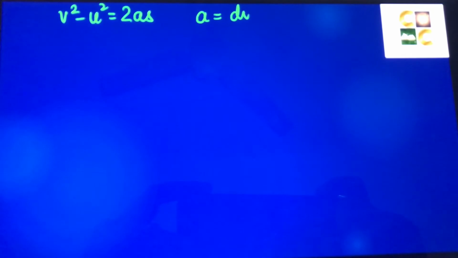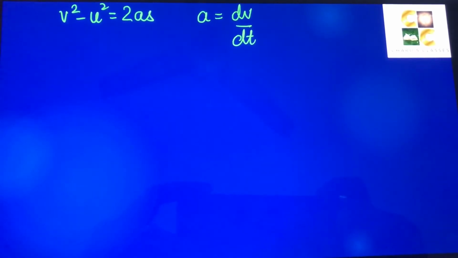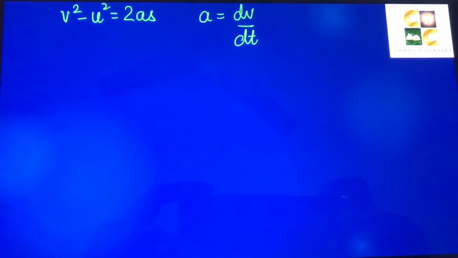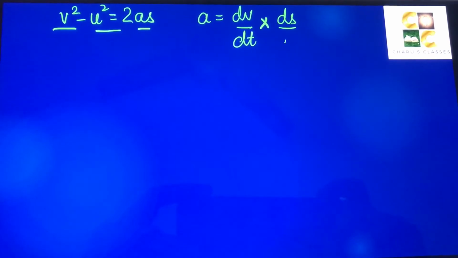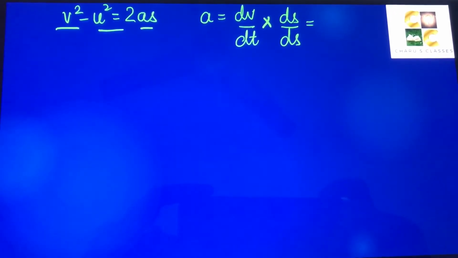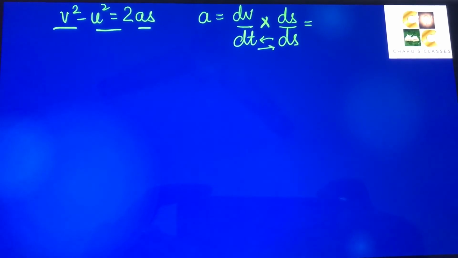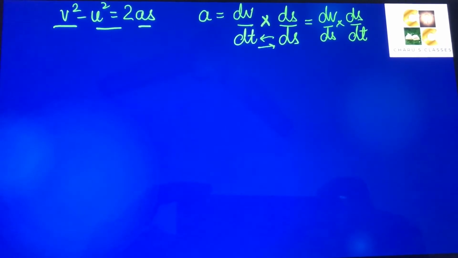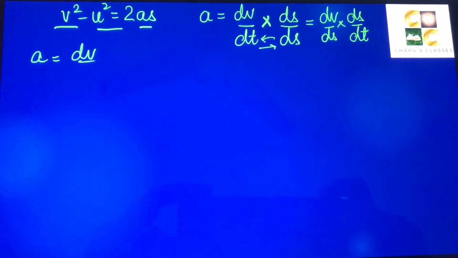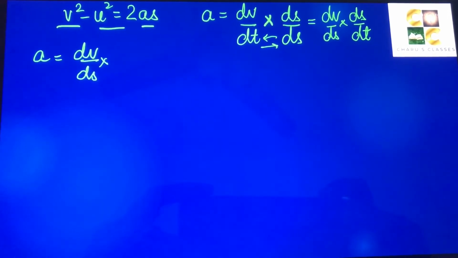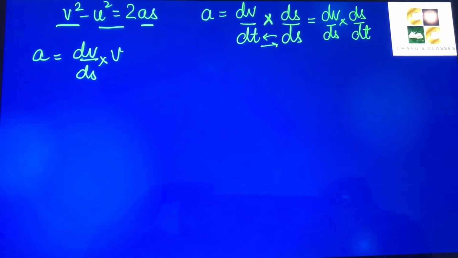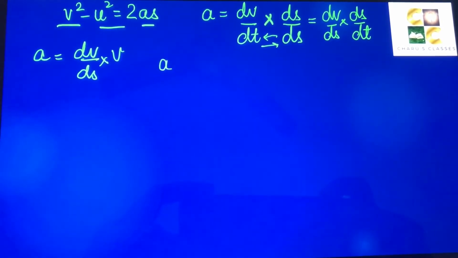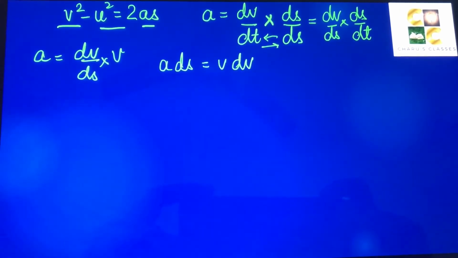We can write acceleration as dv by dt, but in this equation we do not have any time. So there is no term with t here. So what we do is we multiply it by ds, and by shifting the denominators, we can write it as dv by ds into ds by dt. Or we can write a is equal to dv by ds by dt, that is change in displacement with respect to time, that we can write as velocity. Or we can write a ds is equal to v dv.